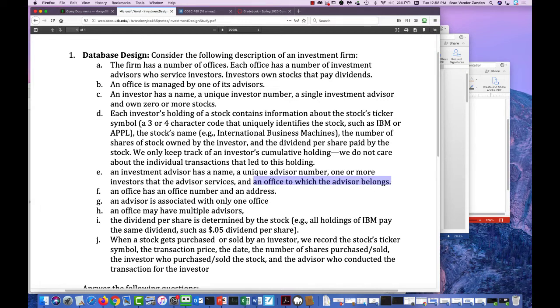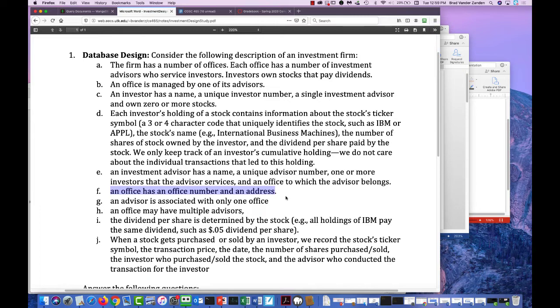And that is confirmed in G, actually. An advisor is associated with only one office. Okay, then F, an office has an office number and an address. So probably office number is going to look like what? A primary key and an address.